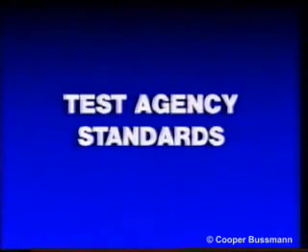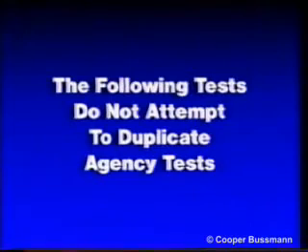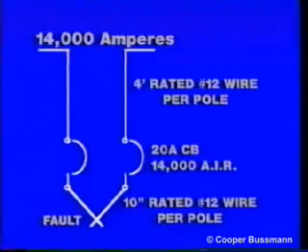The final two tests will illustrate test circuits more closely representing those allowed by test agency standards. It is not the intent of these tests to actually duplicate the agency tests or to evaluate the results of the tests per the standards requirements. Rather, our intent is to show the proper opening of devices which are applied within their marked interrupting ratings. Here's the one-line diagram for the next test, which has wire lengths in accordance with listing agency requirements.